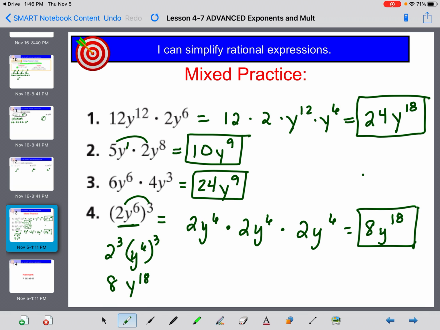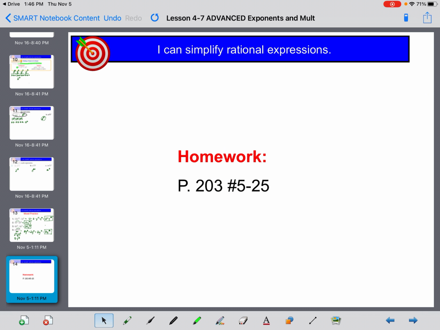Now we're going to let you give these a try on your homework. Either way that you did it, you'll get the same answer. And so the homework we're going to have you do is 5 through 25. There's 20 problems where you simplify rational expressions.